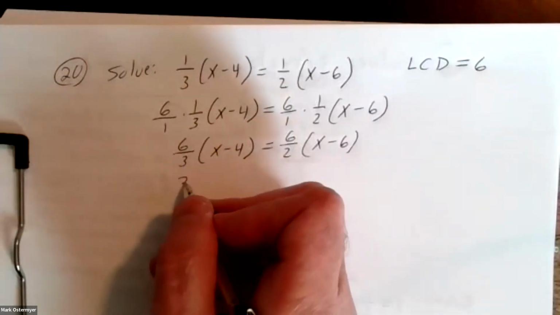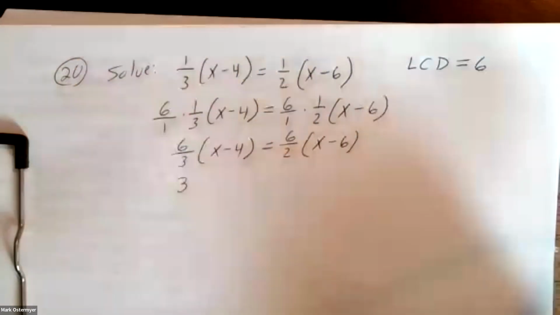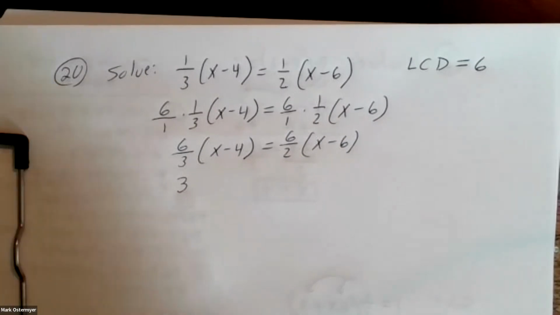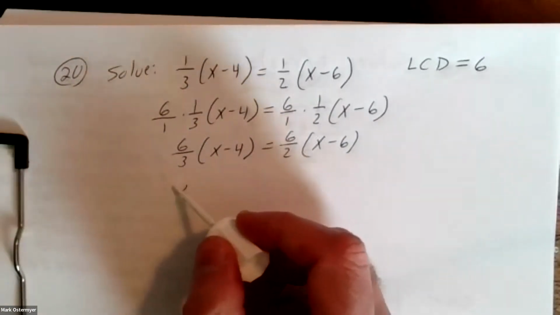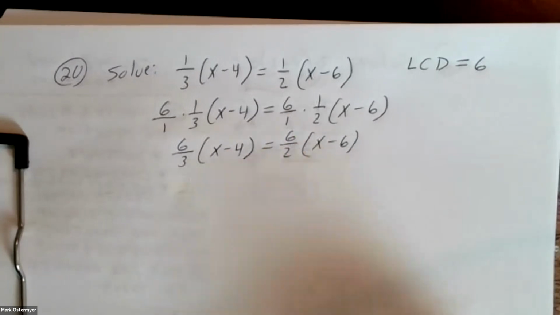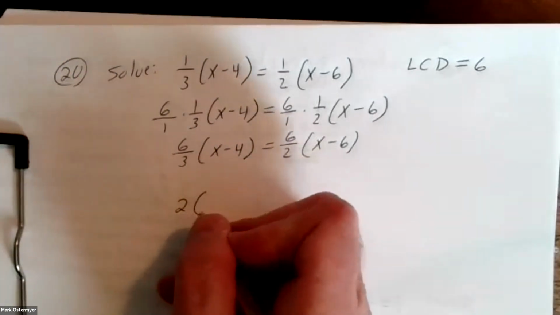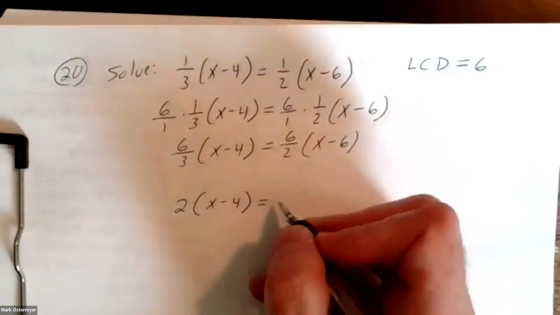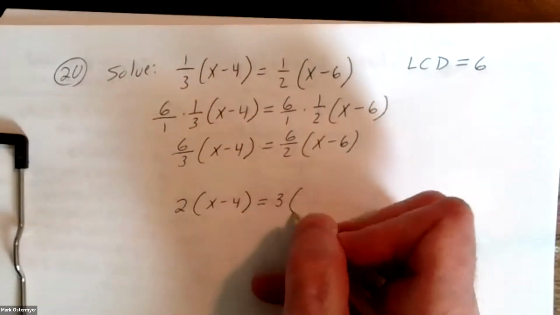6/3 reduces down to 3. Wrong. It doesn't reduce down to 3. What does it reduce down to? Six over 3 reduces down to what? 2, correct? There we go. 6 over 2 reduces down to what? 3?